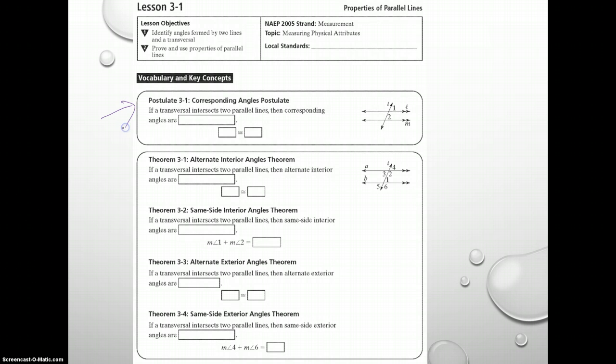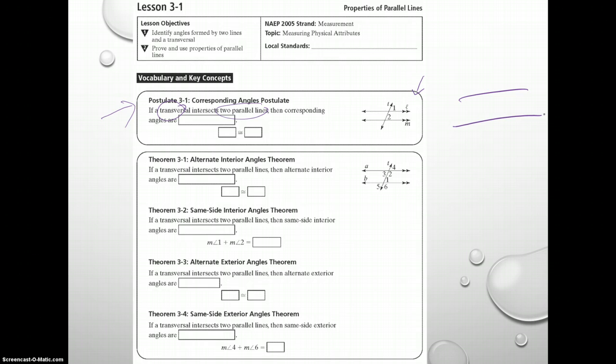First, we'll talk about Postulate 3-1, the corresponding angles postulate. If a transversal intersects two parallel lines, then corresponding angles are blank. Well, wait a minute. We've got to go back here. We've got to talk about the transversal and the parallel lines. If you have a transversal and parallel lines, it'll look like the diagram here, but here's what we mean.